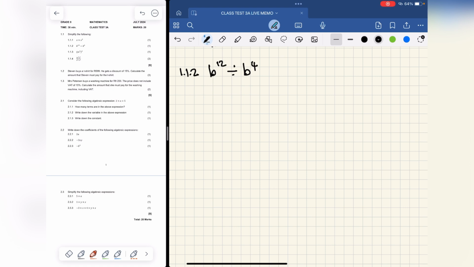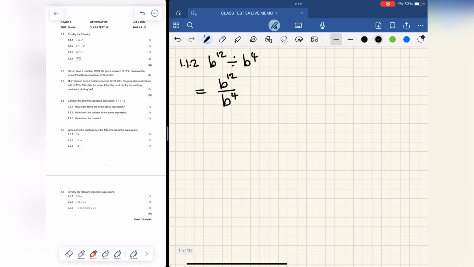1.1.2, here we have b to the power 12 divided by b to the power 4. Now, this being a division calculation, we of course have learned that it is usually better to rewrite this as a fraction. So b to the power 12 divided by b to the power 4 is the same as b to the power 12 over b to the power 4. So I would advise and recommend that you rewrite that as a fraction, so that it's just better to see and better to work with.